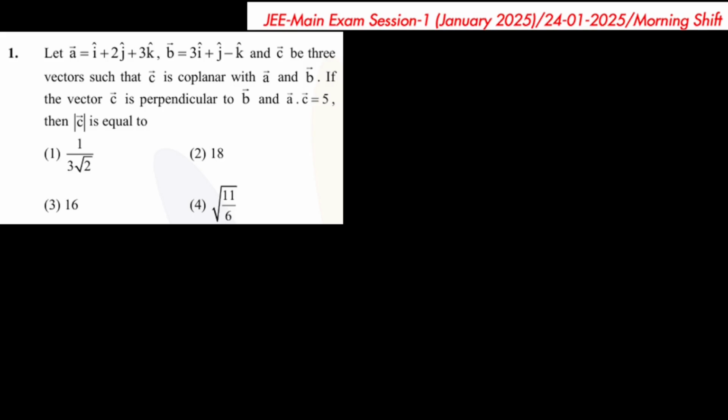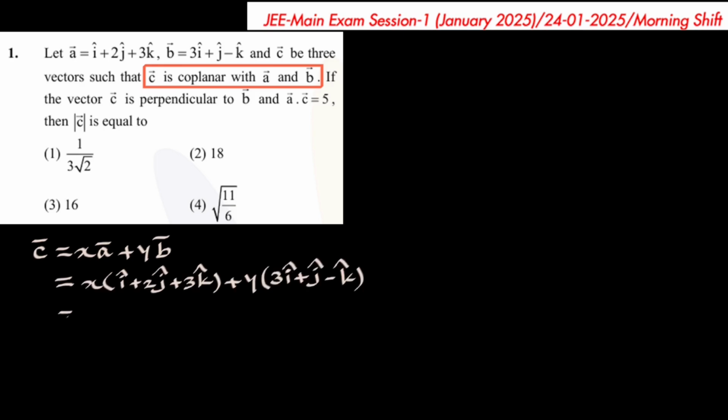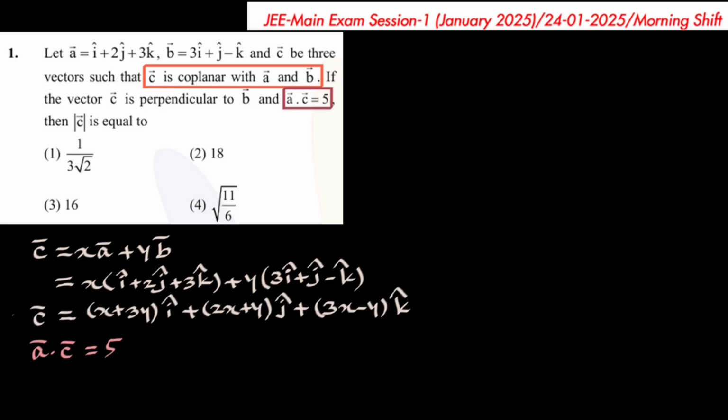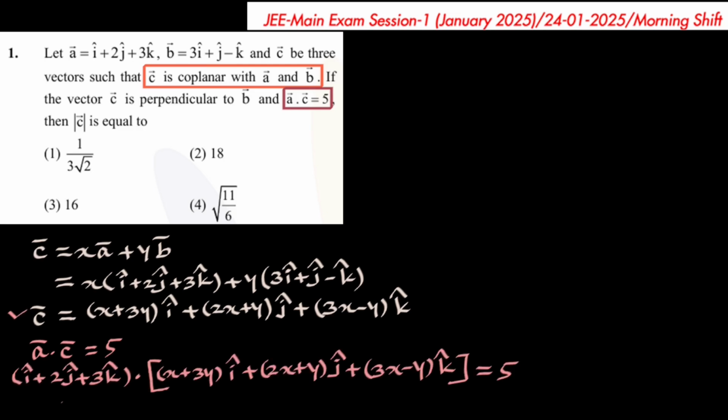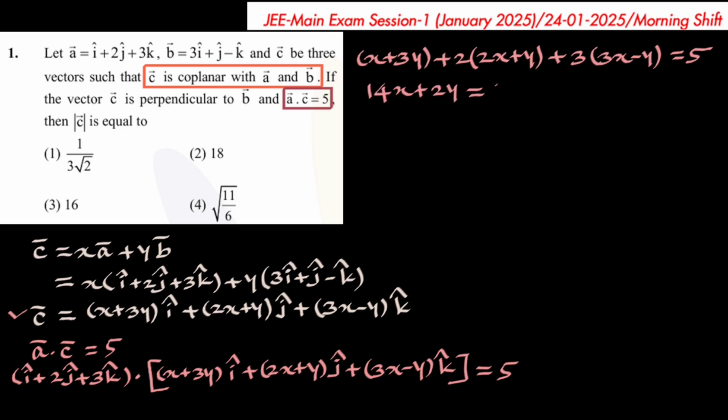It is given that C bar is coplanar with A bar and B bar. So we write C bar as a linear combination of A bar and B bar, where x and y are scalars. Writing A bar and B bar, this can be written. A bar dot C bar is 5. Writing A bar and this C bar, taking dot product. After simplification, 14x plus 2y equals 5.